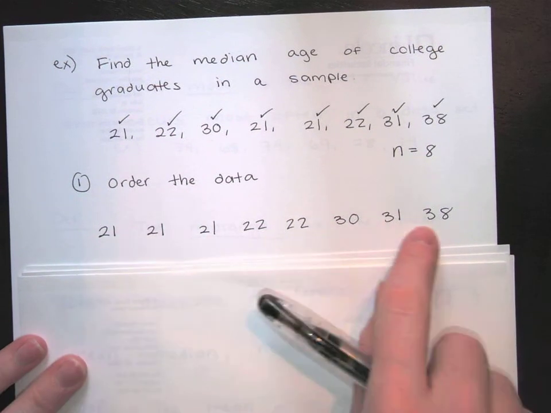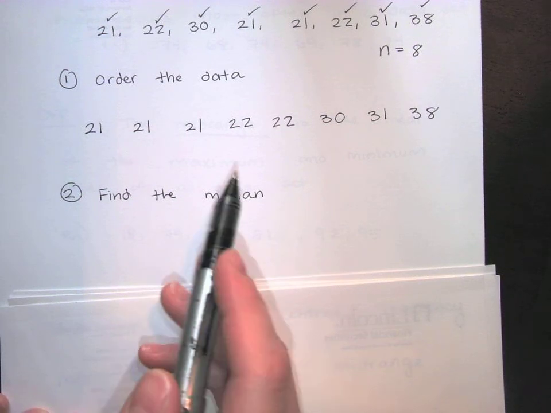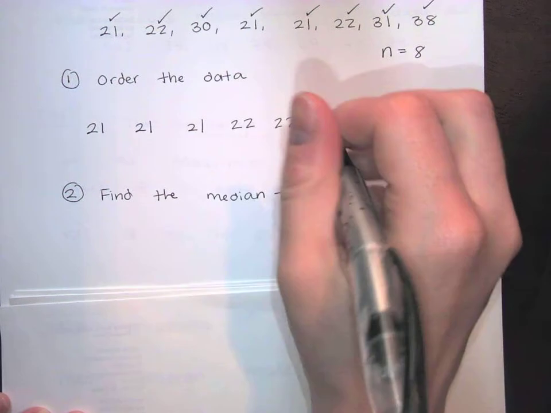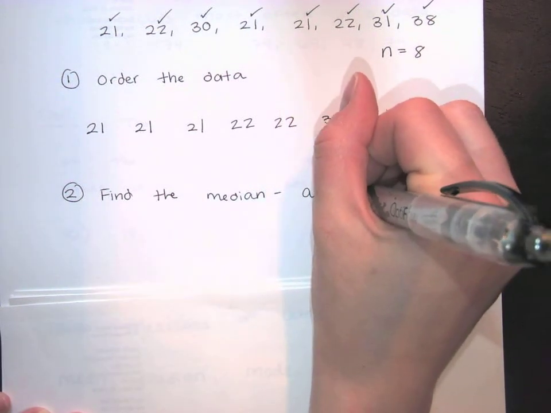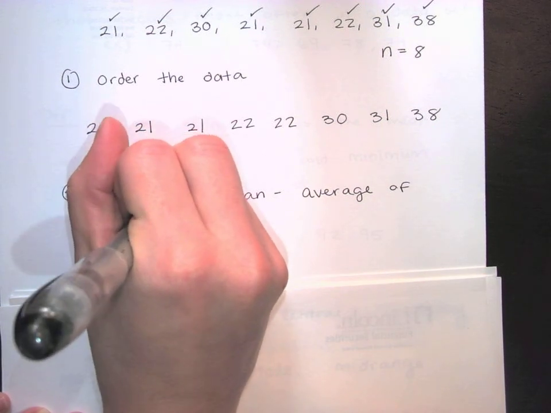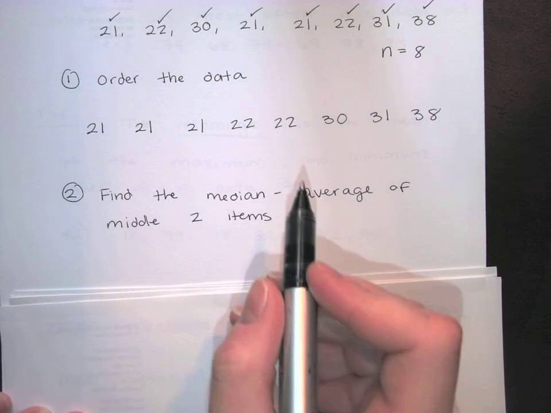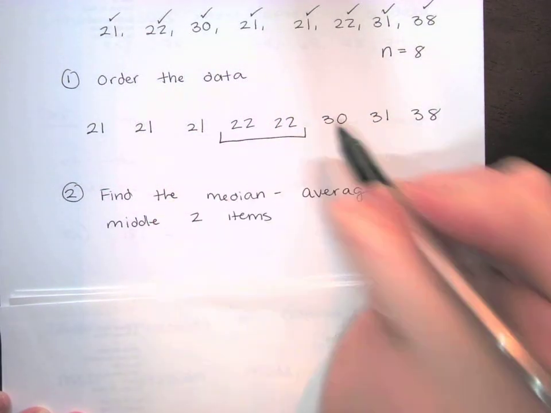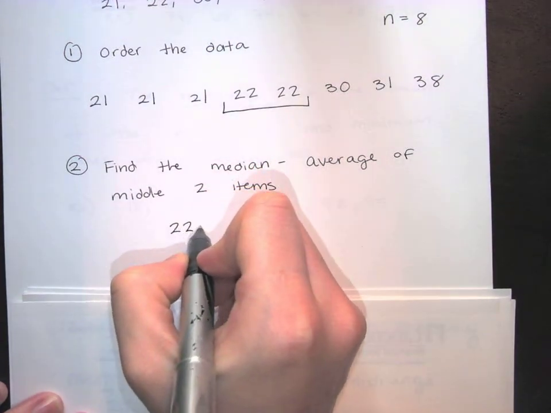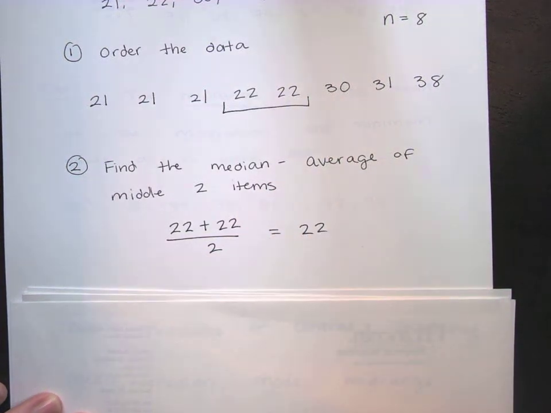Now we have everything in order. The median, since we have an even number, is going to be the average of the middle two items. Our middle two are 22 and 22. They're the same number. So the average is just going to be 22 since they're exactly the same.